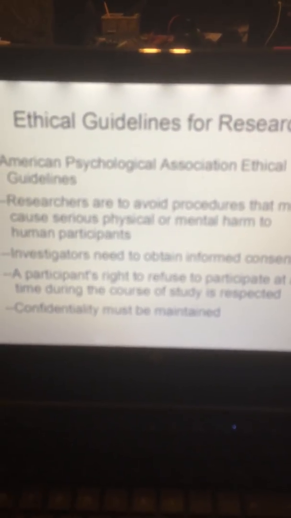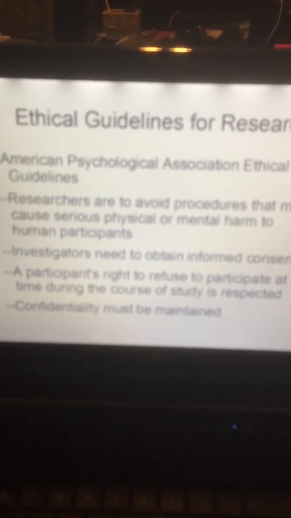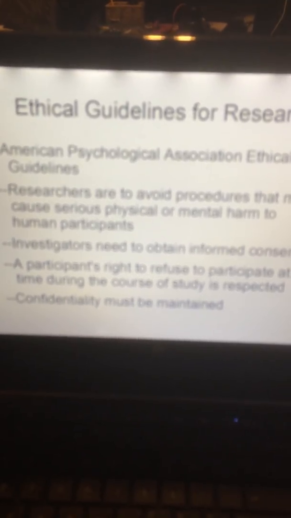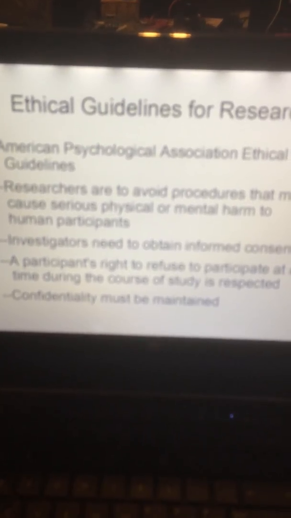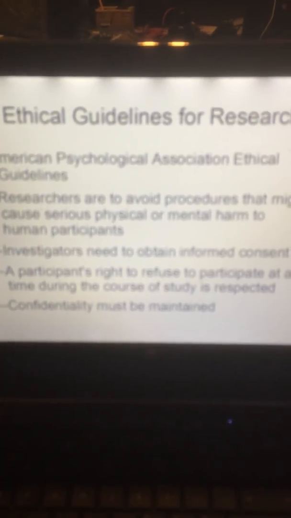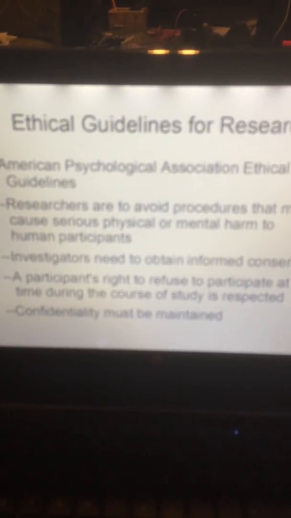The American Psychological Association Ethical Guidelines: you're to avoid procedures that cause serious physical or mental harm to human participants. Both the Milgram study and the Stanford University prison study would be very good candidates for being kicked out of the IRB. Investigators need to obtain informed consent.